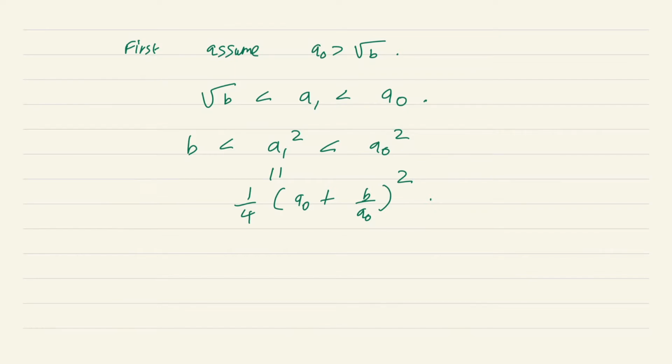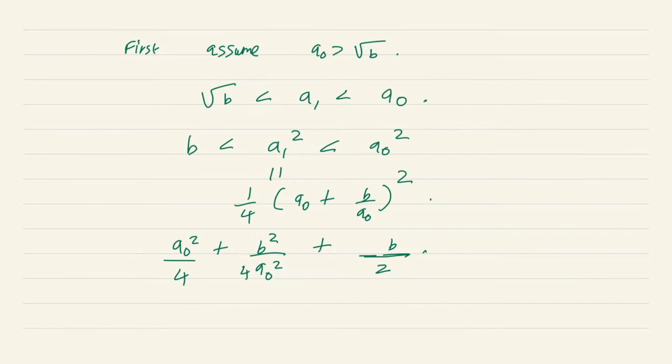Okay, now let's just focus on the middle term. It expands out to 1 by 4 times (a naught squared plus b squared by a naught squared plus 2b), since a naught and a naught get cancelled out. So this is the expansion of the middle term.